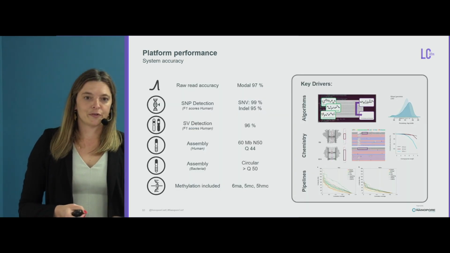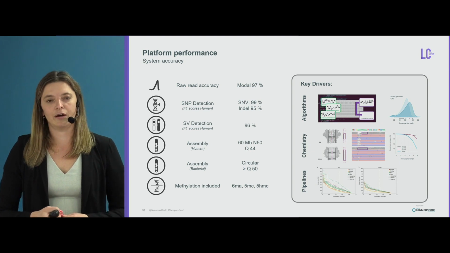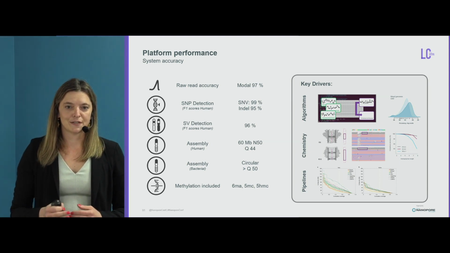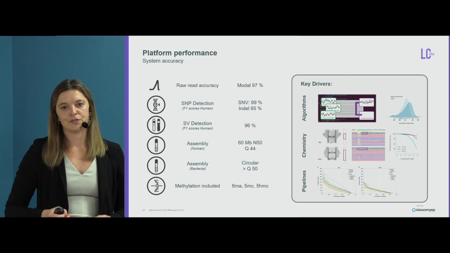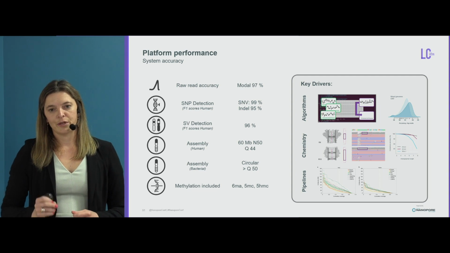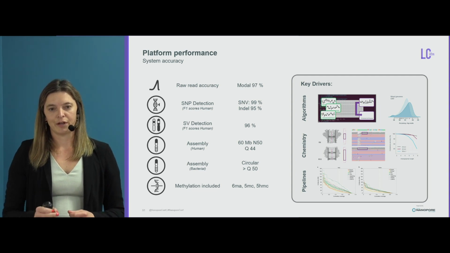On system performance, on accuracy, we've got that high modal raw read accuracy, SNP detection, SV detection, assembly, methylation included, and always the key drivers are our algorithms, our chemistry releases, and all of the pipelines that the community work really, really hard to develop.